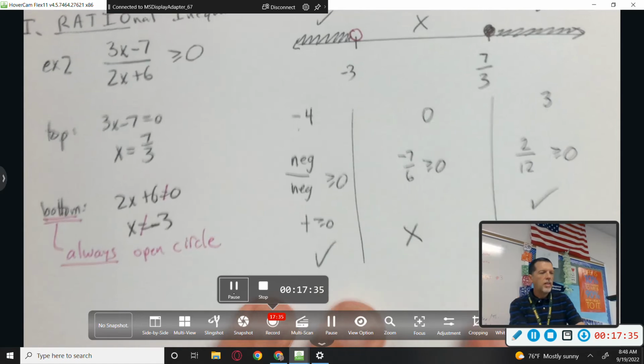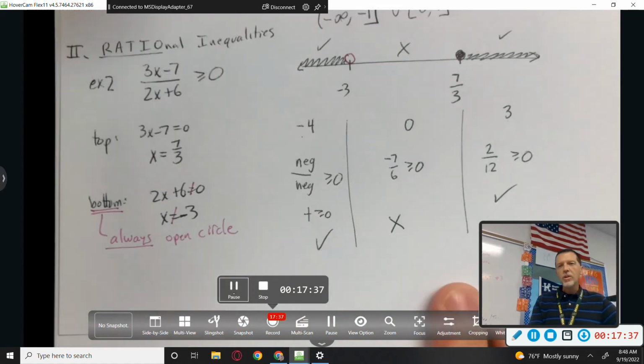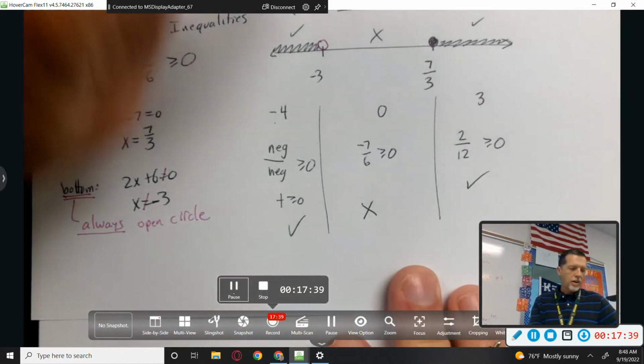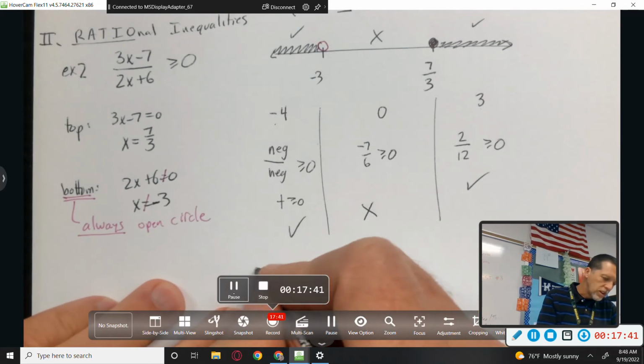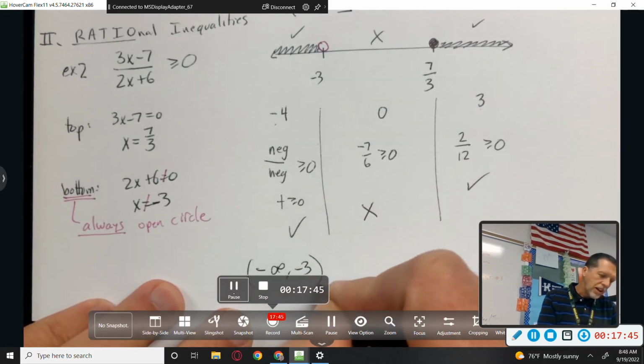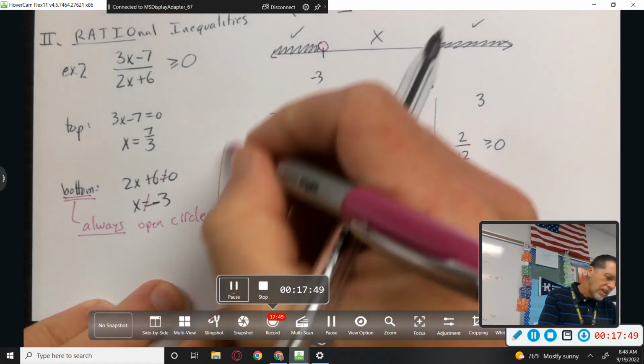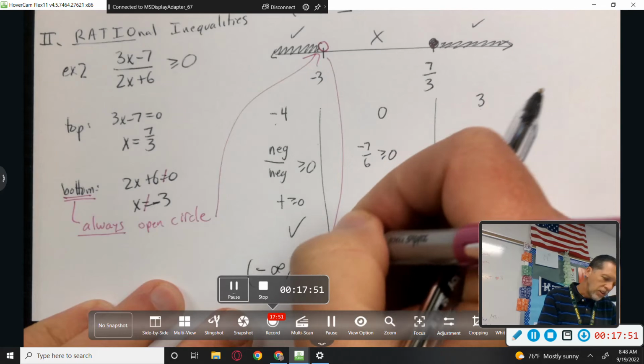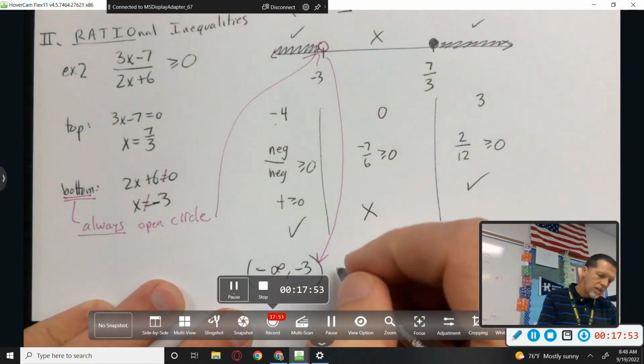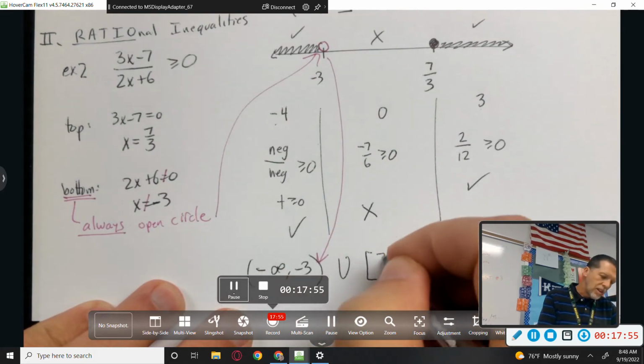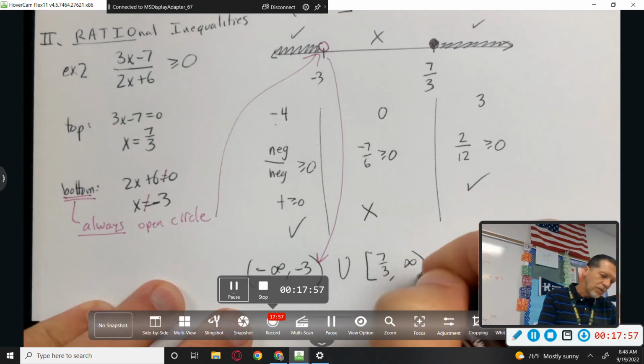Then we just need to be careful with the interval, because we got one open circle and one closed circle. -∞ to -3, parentheses. Right, open circle leads to parentheses. Union with bracket 7/3 to infinity.